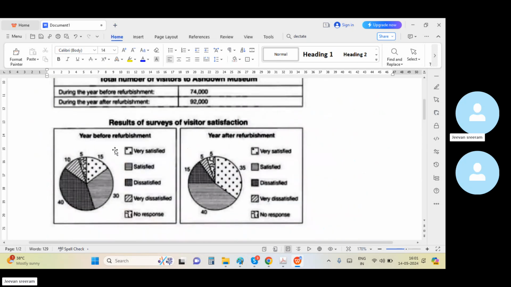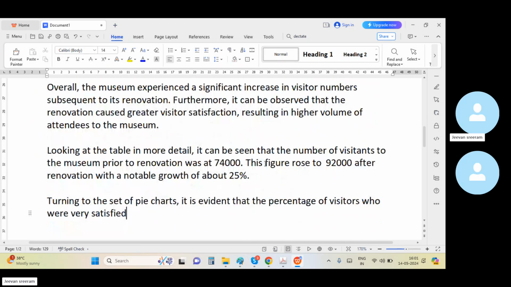How have they changed? Very satisfied before renovation, what's their percentage? Very satisfied, what's their percentage, Sandeep? 15. After renovation? 35. It's a drastic increment, right? So you should be able to use necessary adverbs as well, which explain the change. The examiners even look for such adverbs, and how effectively a student can use them as part of grammatically correct sentences.